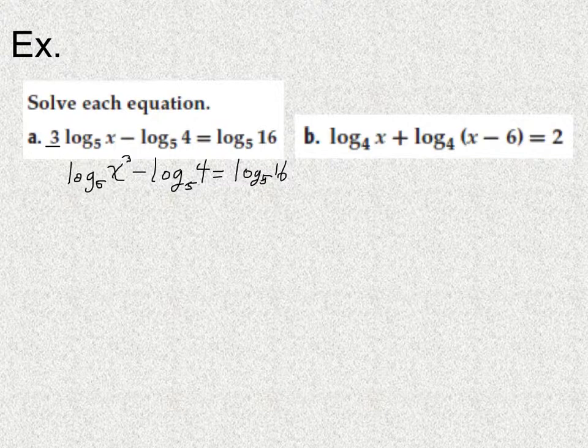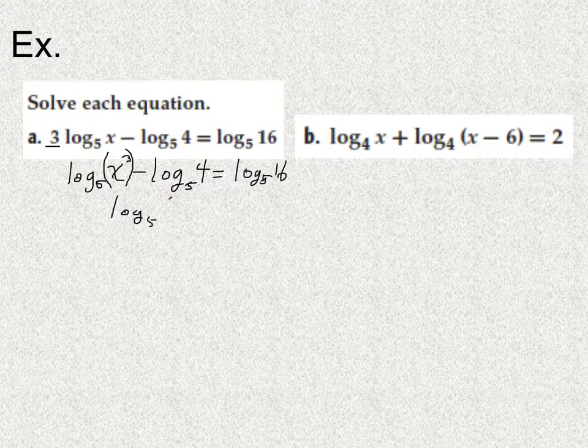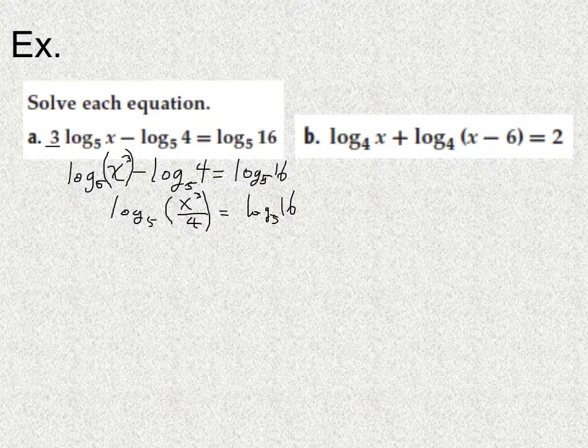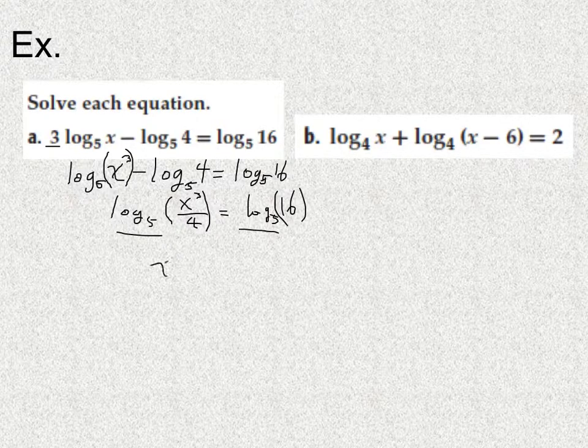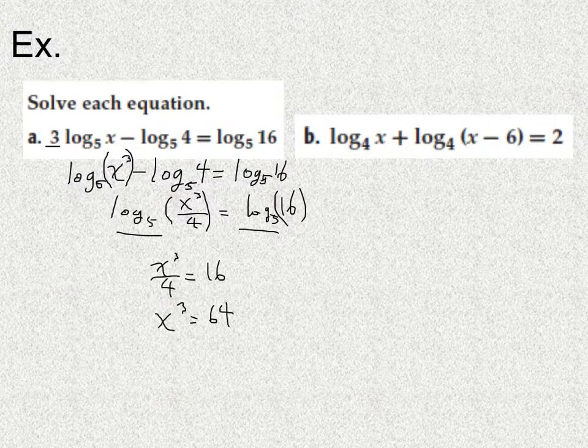Okay? And now we have a difference of logs, so let's try and simplify this. This time we're going to consider that whole thing as the numerator. So we can say log base 5 of x cubed over 4 equals log base 5 of 16. Okay, and now we can set the arguments equal to each other because our outsides are the same, right? So we can say x cubed over 4 equals 16. So x cubed equals 64 if we multiply both sides by 4.